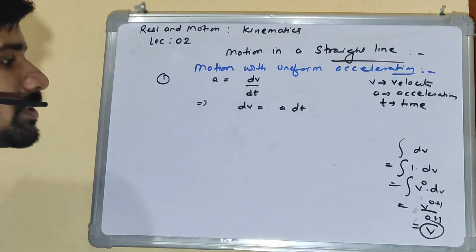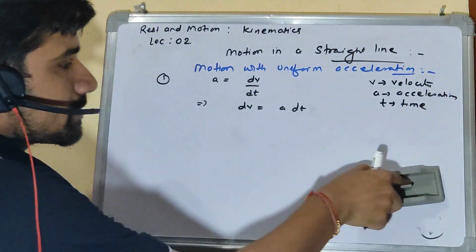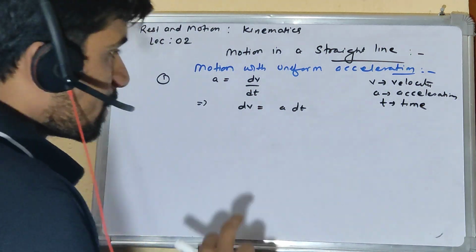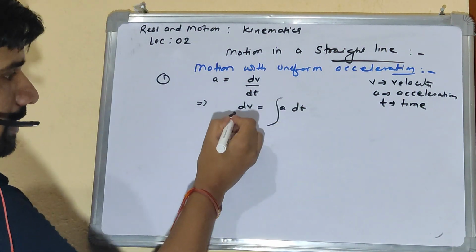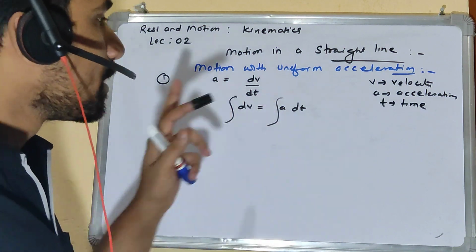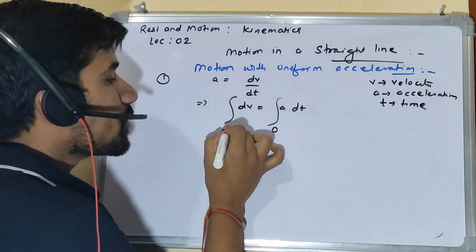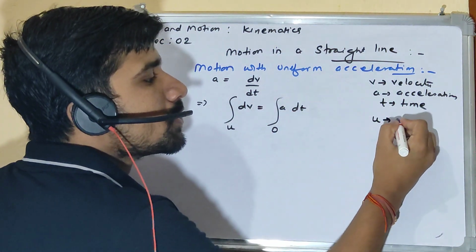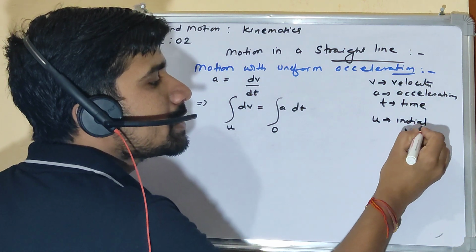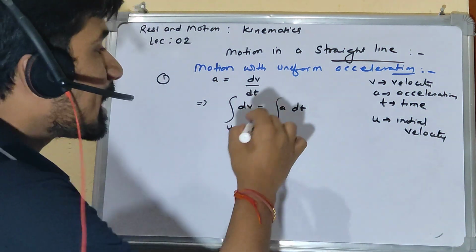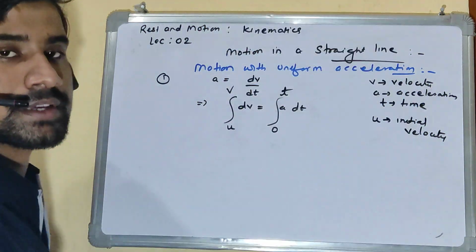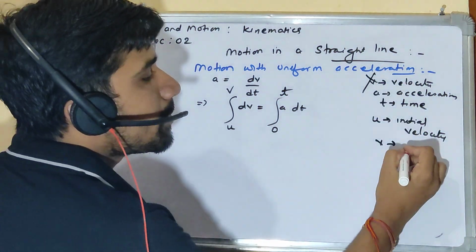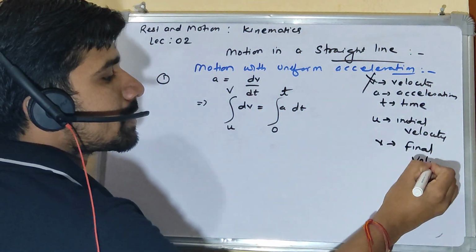So integration of dv will give me v, which is velocity at that instant, right? But let me put the limits. Let's say I'm integrating the quantities and I'm considering at time equal to 0, my velocity is u. So u becomes my initial velocity. And at time equal to t, my velocity is v. So v becomes my final velocity, right?